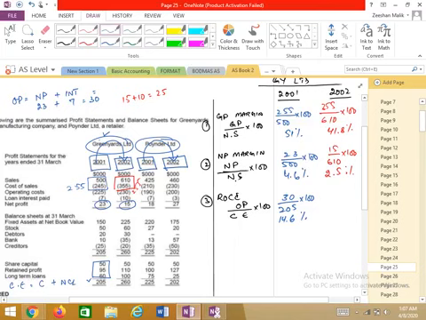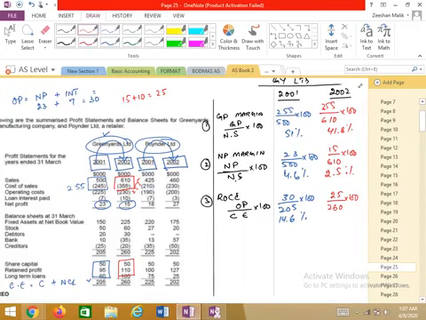Because you have to go up to one decimal place. On the other hand, for 2002, the answer should be 25 over 260 into 100, 9.6. So you can see that from 2001 to 2002 its performance has decreased, everything is decreasing.